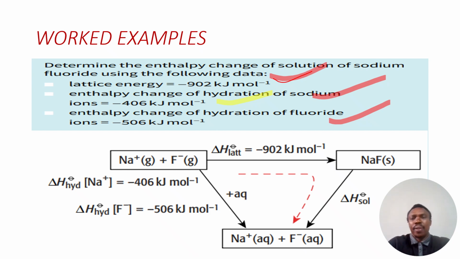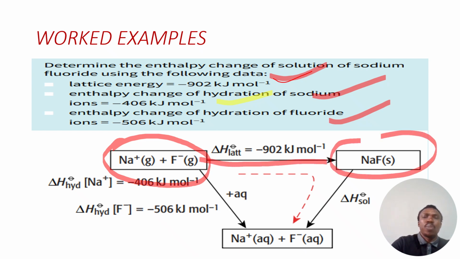So the first thing you have to do is to draw the enthalpy cycle. You have to draw the cycle. So these are the gaseous ions, which are sodium ion and fluoride ion. This is the ionic solid. So from this point to this point is the lattice energy, just as I've explained in the previous slide.